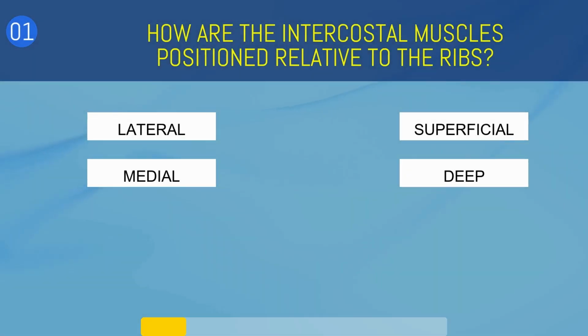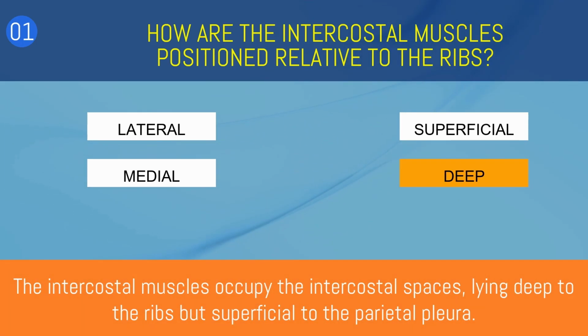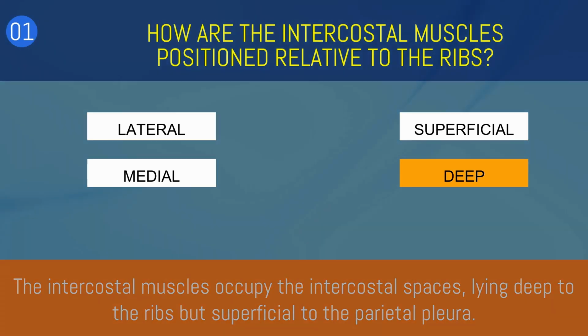How are the intercostal muscles positioned relative to the ribs? Lateral, medial, superficial, or deep? Deep. The intercostal muscles occupy the intercostal spaces, lying deep to the ribs but superficial to the parietal pleura.